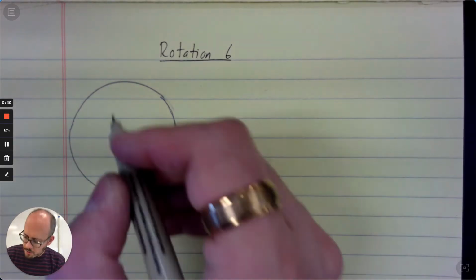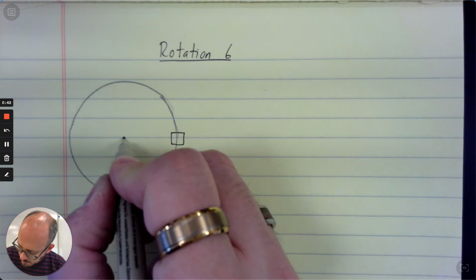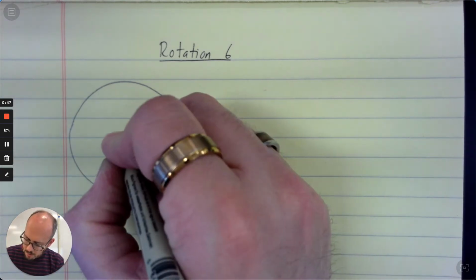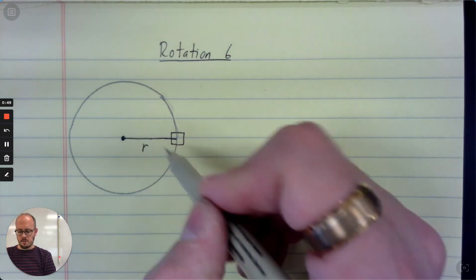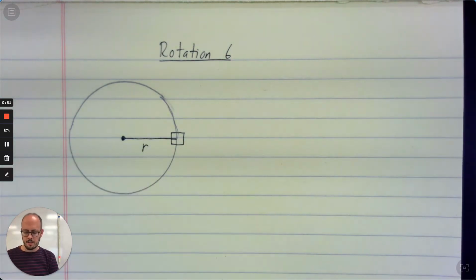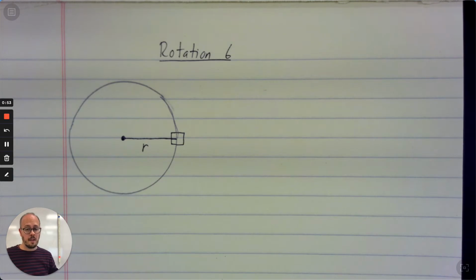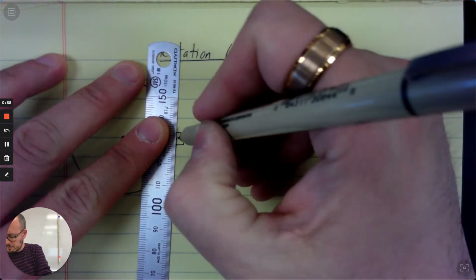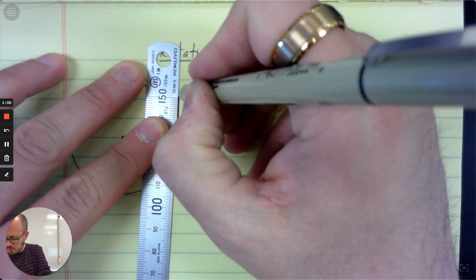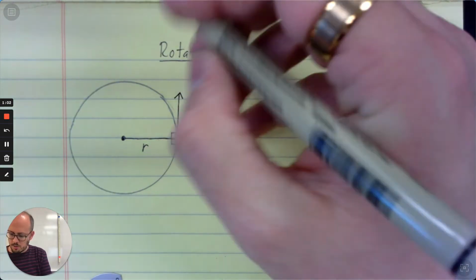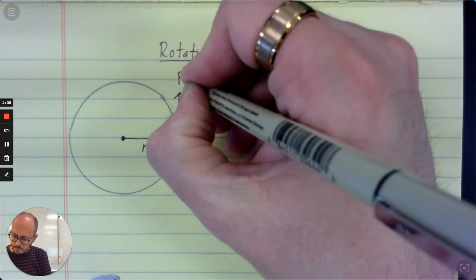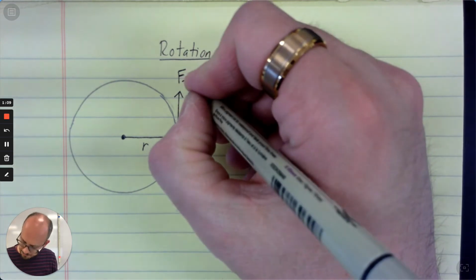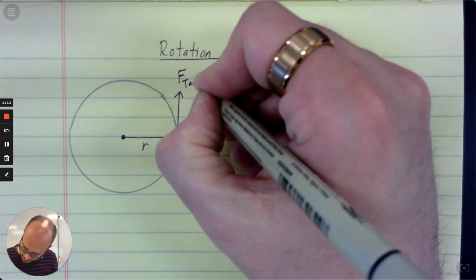But before I push on it, I tether it to the center of the circle. So the object is now tethered to the center of the circle by some cable that has a length equal to r. And I'm going to start to push on that object. I push with a tangential force. So I'm going to label it T just so we know it's tangential. It's not tension, so why don't I just say tangential?